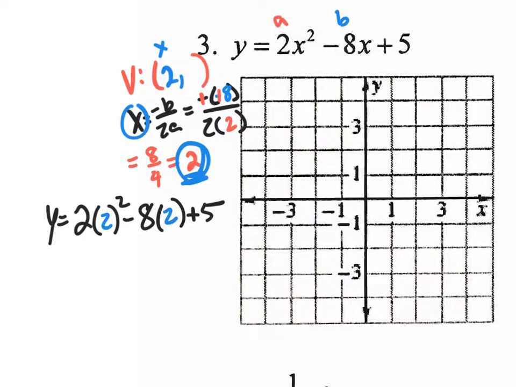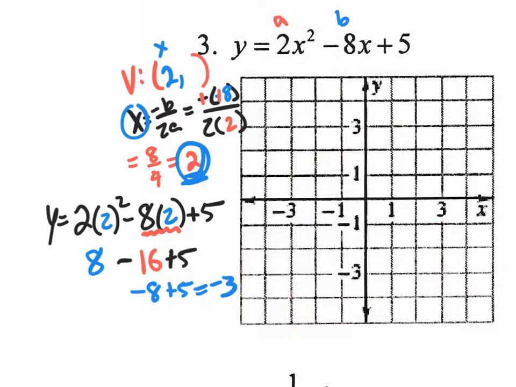Let's do some math. Exponents first, 2 squared is 4, and then multiplication, 2 times 4 is 8, right? 2 squared is 4, and 2 times 4 is 8. And then over here, we have 8 times 2, which is 16. So you really have the minus 16, and then bring down the plus 5. So 8 minus 16, that's negative 8, and negative 8 plus 5, that is a negative 3 as your y value, right? It says y equals all this junk. We simplified it all to be negative 3, so y equals negative 3.